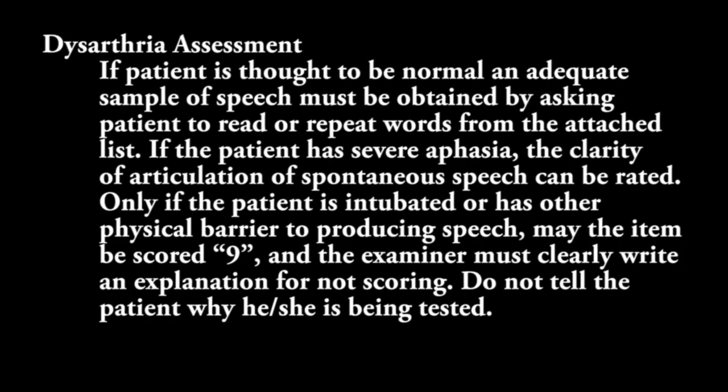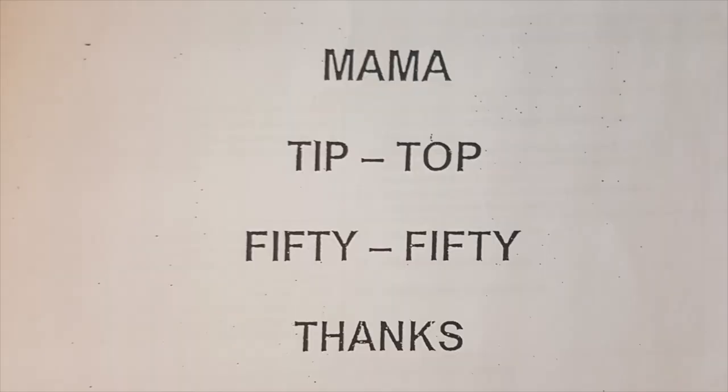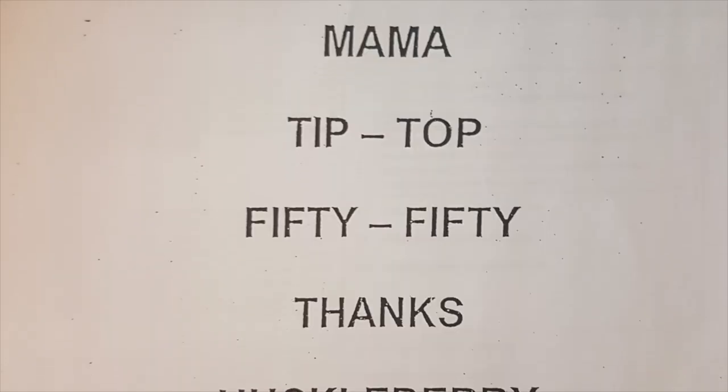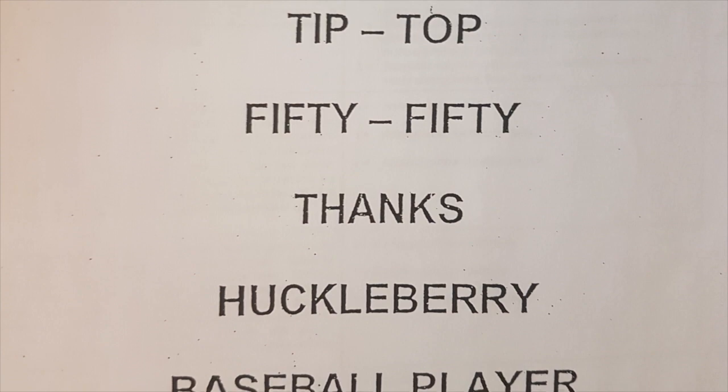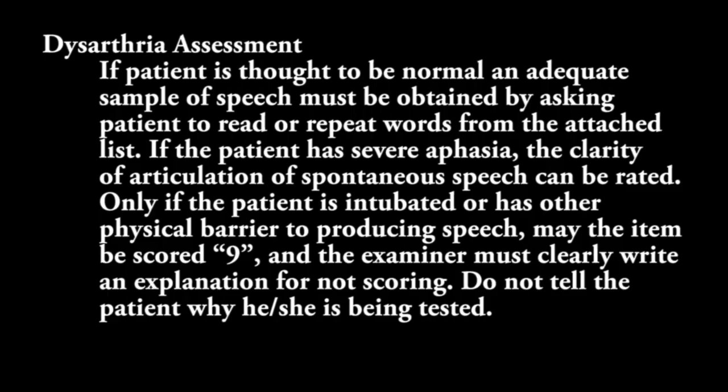Next we move on to item 10, dysarthria. If the patient is thought to be normal, an adequate sample of speech must be obtained by asking the patient to read or repeat words from the attached list. If the patient has severe aphasia, the clarity of articulation of spontaneous speech can be rated. Only if the patient is intubated or has other physical barrier to producing speech may the item be scored 9, and the examiner must clearly write an explanation for not scoring. Do not tell the patient why he or she is being tested.